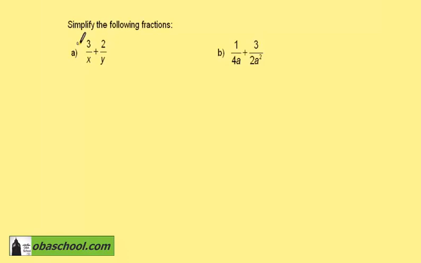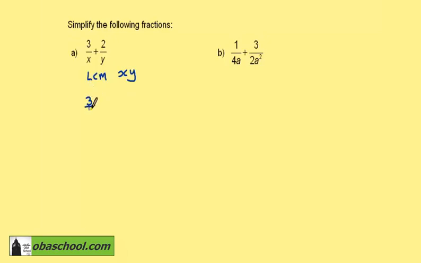In this section we'll see that adding fractions which involve algebraic quantities is no different to working with just numeric quantities. We're going to simplify the following fractions. We have 3 over x plus 2 over y. We want to express them both as fractions over the lowest common multiple of x and y. And the lowest common multiple of x and y is x times y.